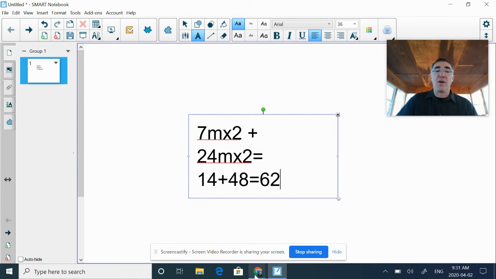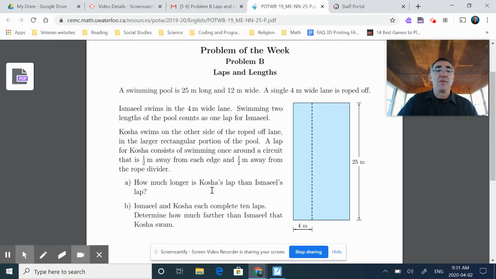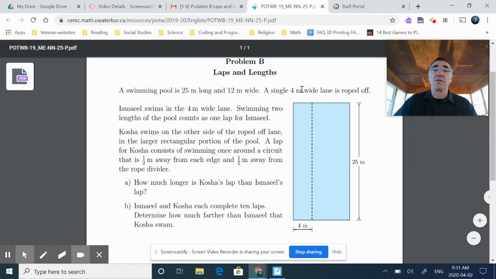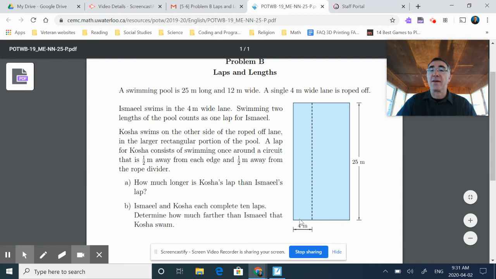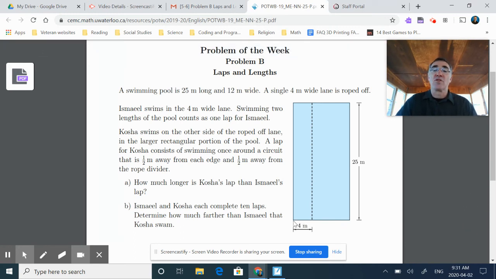And so in this problem, it's asking me, how much longer is Kosha's lap than Ishmael's lap? Well, how long would Ishmael's lap be? It's the 25 up, it's the 25 back. So I know that's 50. So in this case, my answer would be 12 meters, 62 minus 50. And then the second part is they each completed 10 laps. Determine how much further than Ishmael that Kosha swam. And so that 12 that I have, I'm simply going to take times the 10, and that's going to give me 120 meters, and that would be my answer.